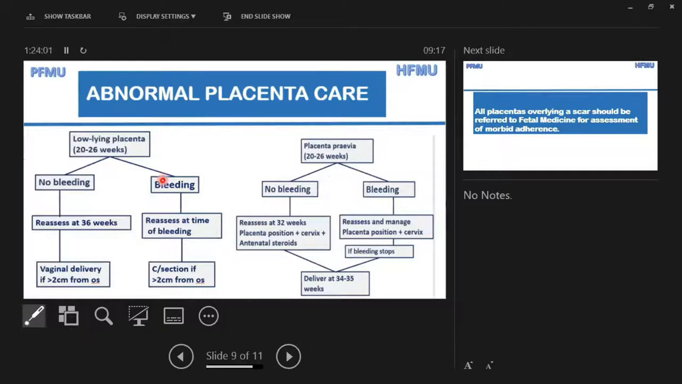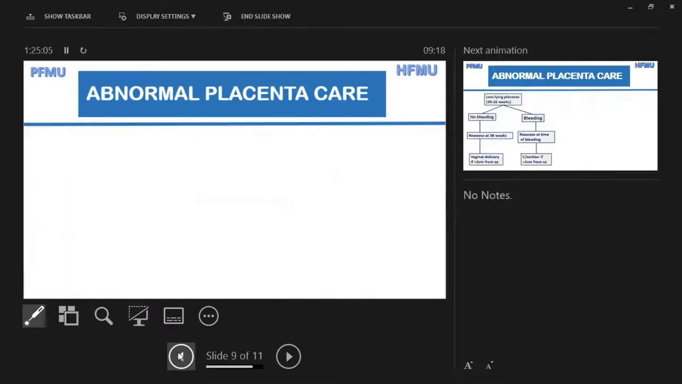If we pick a low-lying placenta between 20 and 26 weeks, what should we do? You are standing wherever you are standing at. You pick a low-lying placenta. I've already described what a low-lying placenta is. Who would like to tell me what you described as a low-lying placenta? There were about two pictures. I mean, what should you report as a low-lying placenta? Okay, it's not yet covering, but it's in the lower segment. Are we together? So you need to understand these practical things.